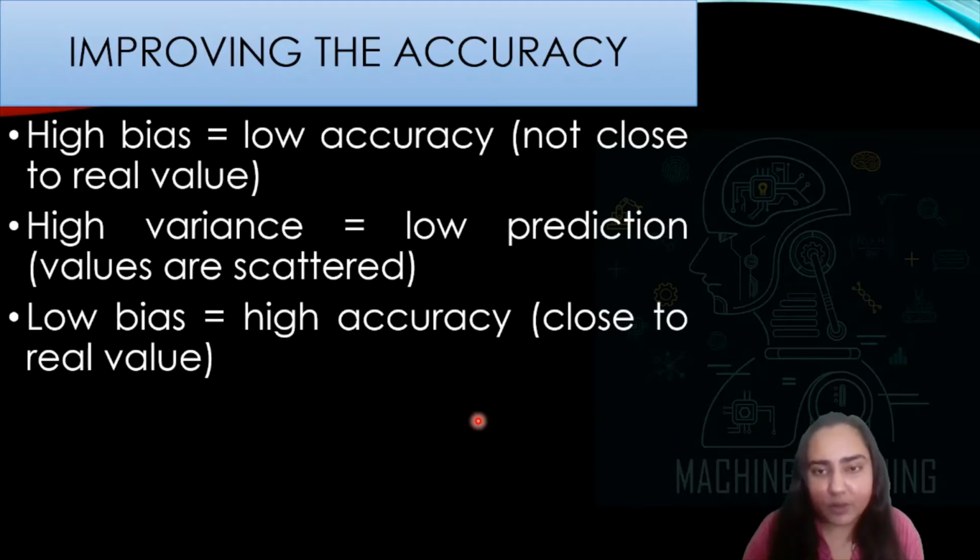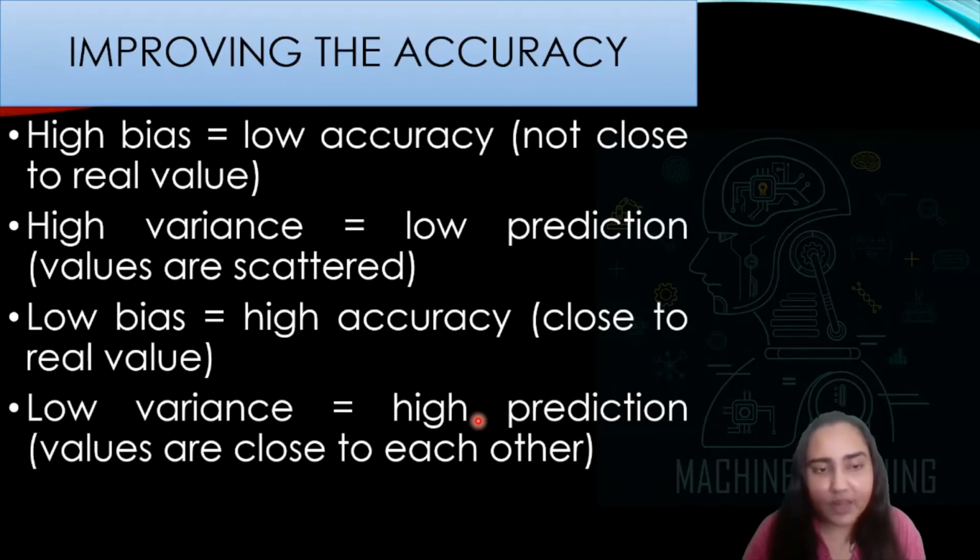If you have a low bias, then you will have high accuracy because your value will be close to the real value, the predicted value. And if you have low variance, then you can have high prediction. So these are some of the concepts that you need to know beforehand, before we start talking about accuracy and improving it. Okay, so remember, if there is high bias and high variance, you will have less prediction, less accuracy. If you have low bias and low variance, then you will have better prediction and better accuracy. Okay.